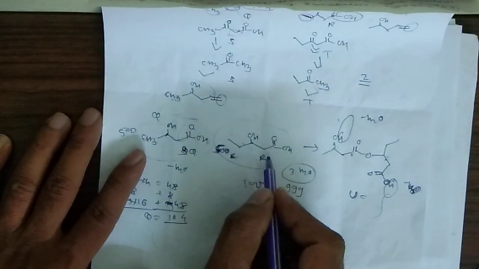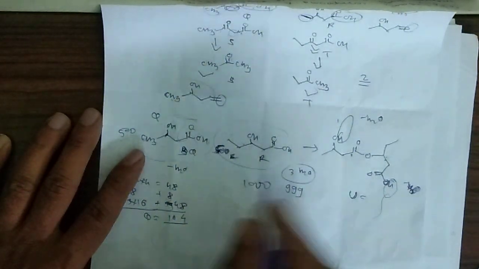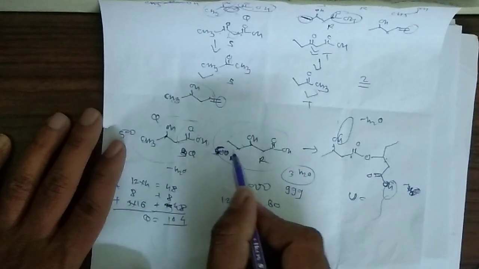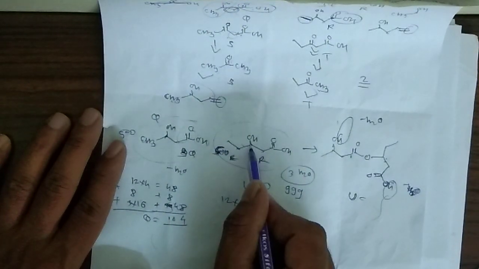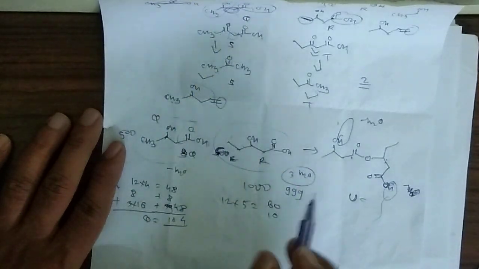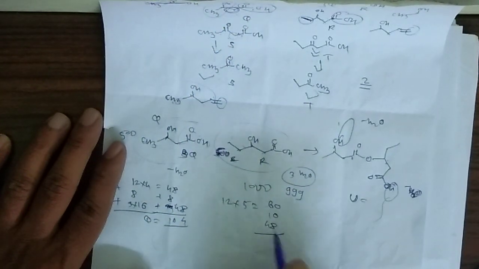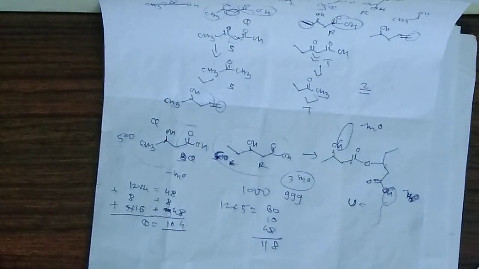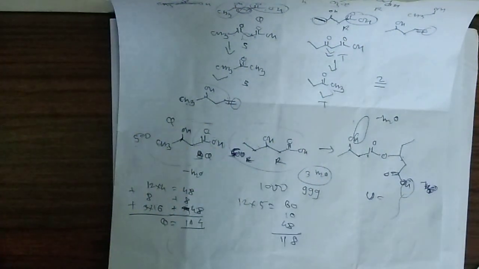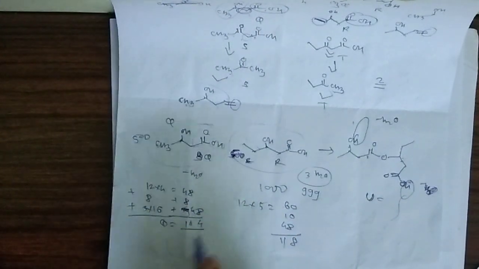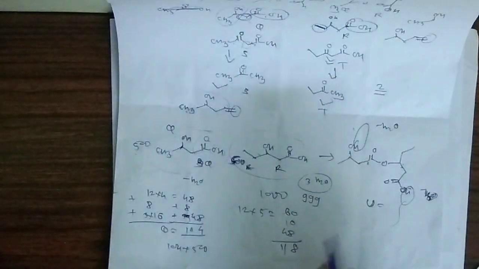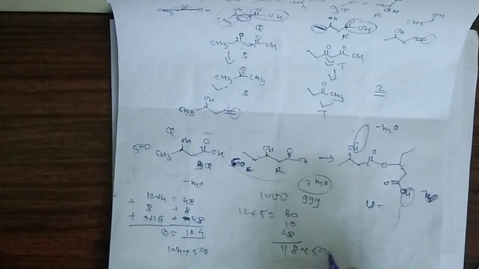Similarly, what will be the molecular weight of R? 1, 2, 3, 4, 5 carbons, 12 into 5 is 60. Now the hydrogens, then 3 oxygens, 48, so the molecular weight of R is 118. So the total molecular weight of 500 moles of Q should be 104 into 500, and for R it should be 118 into 500.